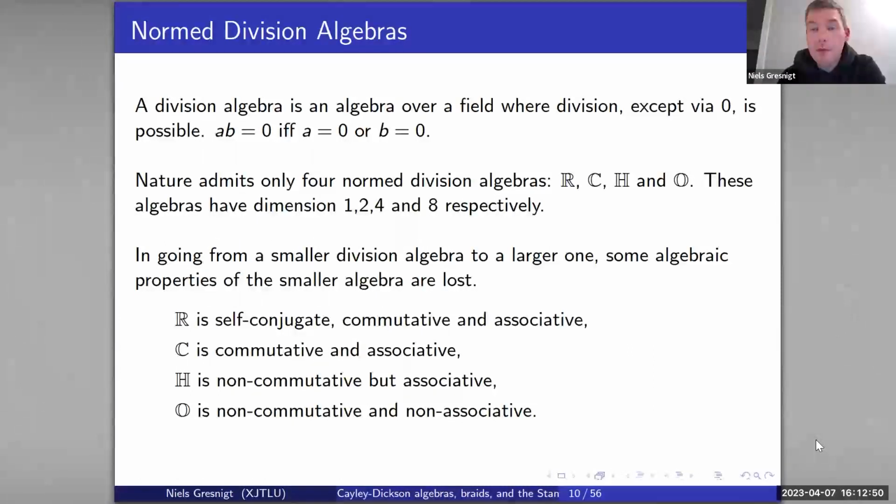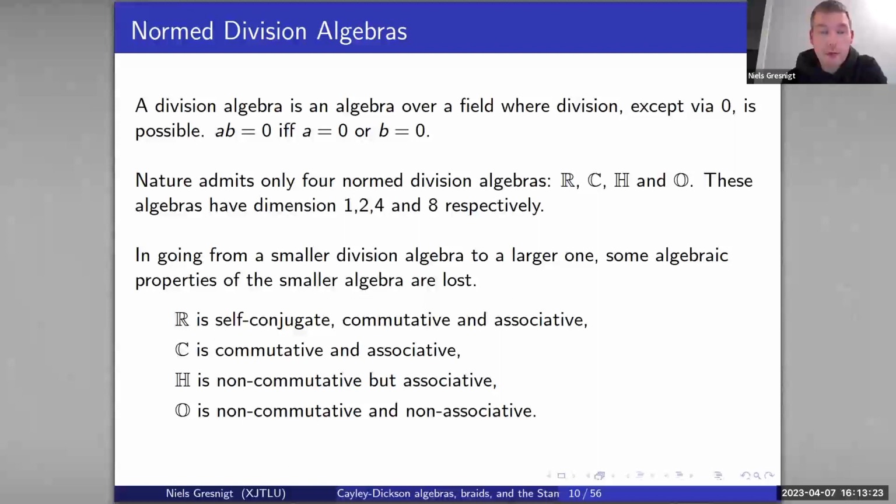So hopefully most of this is already familiar to most of you. A division algebra over a field is an algebra where division is always possible. So if the product of 2 elements is 0, it means that either A or B must be 0. Now, interestingly, nature actually only gives us 4 normed division algebras over the field of real numbers: real numbers, complex numbers, quaternions, and octonions. And they have respective dimensions 1, 2, 4, and 8.